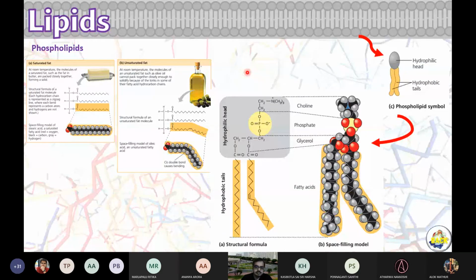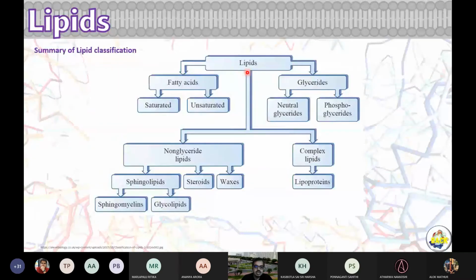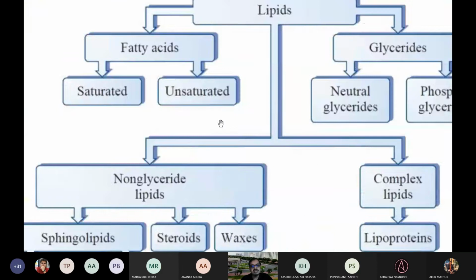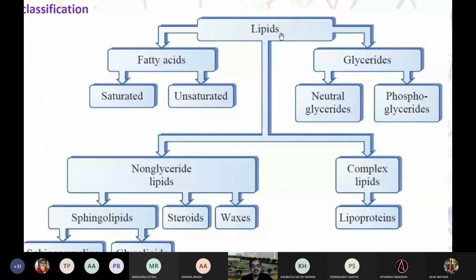Now, if we go back to the classification part, what do we learn here? Lipids. We have lipids here, and fatty acids themselves can be a lipid. If it is fat, it will have a glyceride lipid. So it can be saturated or unsaturated, depending on the presence of a double bond or not.